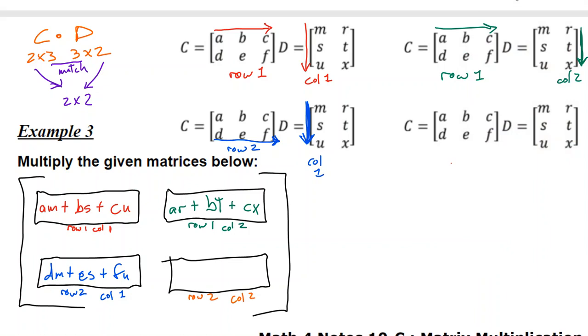Row 2, column 2, row 2 here, column 2 here. We're going to go across row 2 and we're going to go down column 2. So we'll say D times R plus E times T plus F times X. DR plus ET plus FX.